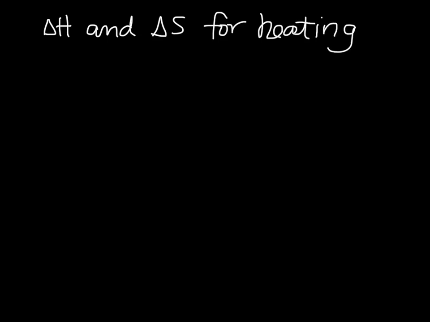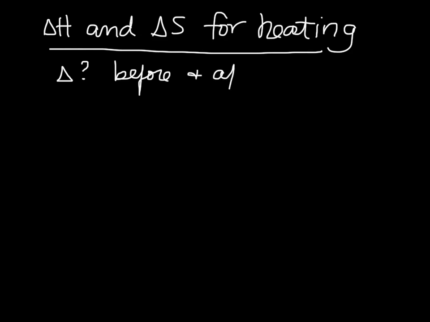First, delta H and delta S for heating or cooling, and I'll write this as for heating, but obviously if we reverse the temperatures, it would be for cooling. So we have this delta, and we want to first ask, what does the delta mean? So what are the before and after states? In this particular case, the before is just the system at T1, and the after state is the system at T2. So as we go from T1 to T2, this is the change in the enthalpy of the system or a change in the entropy of the system.